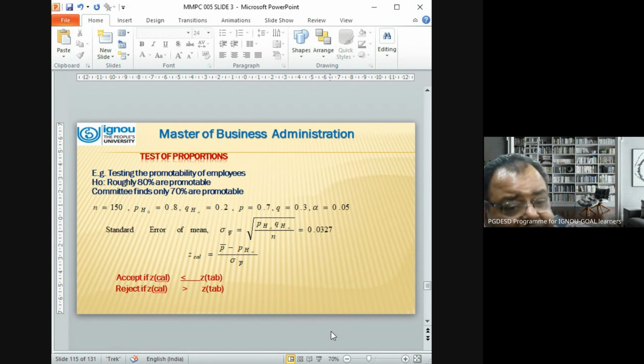The standard error of the mean is calculated, and then you have to calculate Z calculated. Z calculated here will be calculated by probability. Same as before, you have calculated Z calculated, the value of Z by calculation. If Z calculated is less than tabular, accept it. And if it is greater than, then reject it.